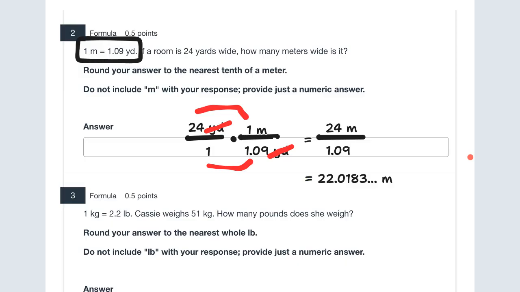And the instructions say what? Round to the nearest tenth of a meter. So the 0 is in the 10th spot. The 1 tells us to round down. So this is going to go to 22.0 meters. If I just put 22 there, Canvas will not mark it wrong. But since I'm rounding to the 10th, I like to have my answer go to the 10th place.